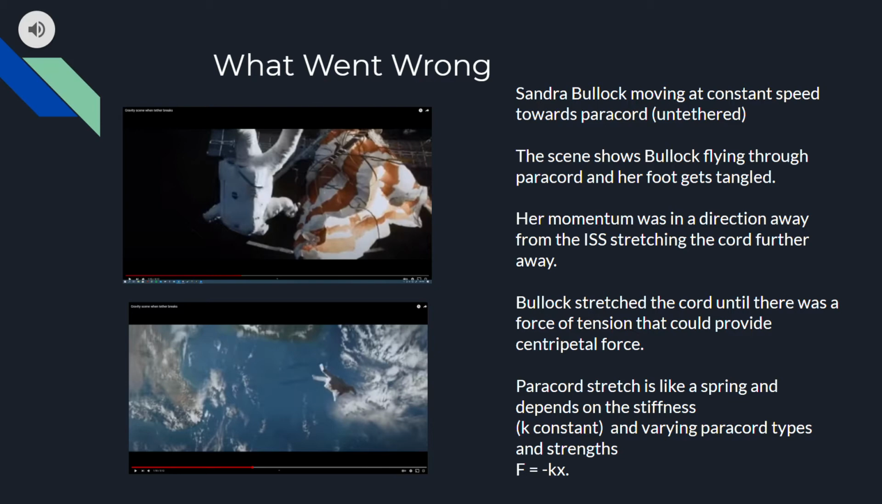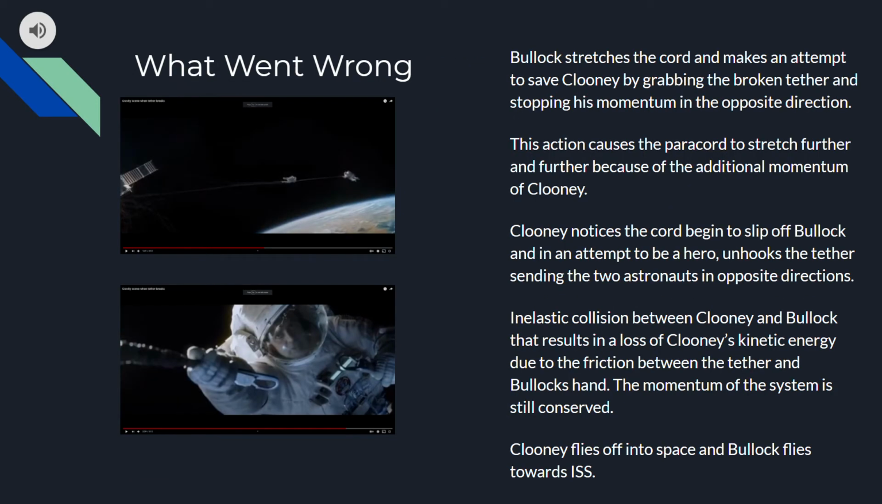The amount of stretch in this paracord directly depends on the K constant of that paracord, which is the paracord type and its strength. With Sandra Bullock's foot caught on the paracord, the friction between the cord and her foot is what provides the inelastic collision. As depicted in the scene, Sandra Bullock is moving in a circular motion about the ISS due to the tension in the cord. This motion moves her closer into the direction of Clooney.